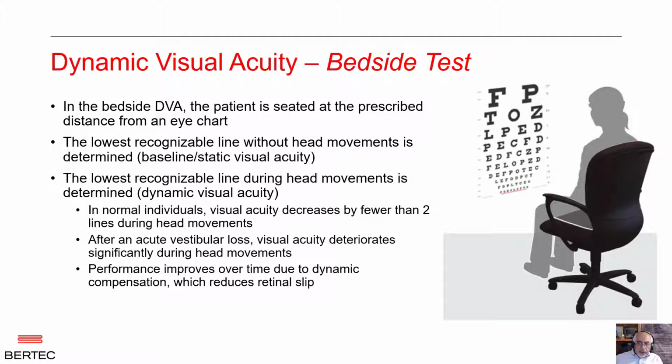In normal individuals, visual acuity decreases by fewer than 2 lines during head movements. After an acute vestibular loss, visual acuity deteriorates significantly during head movements, sometimes by as much as 6 lines. But the performance improves over time due to dynamic compensation. As you saw before, dynamic compensation tries to reduce retinal slip and to improve dynamic visual acuity.